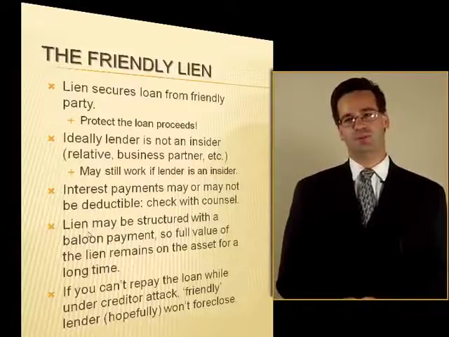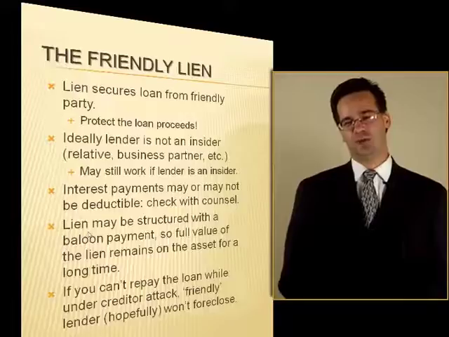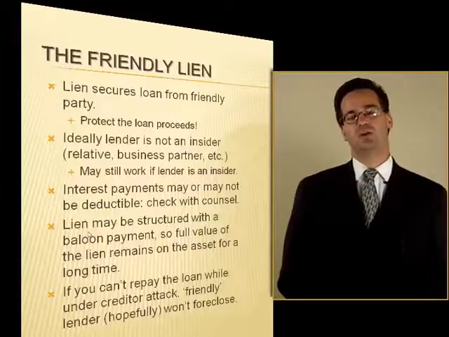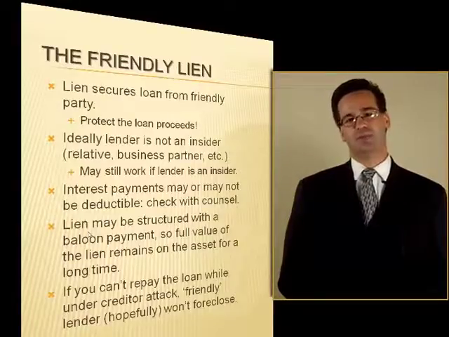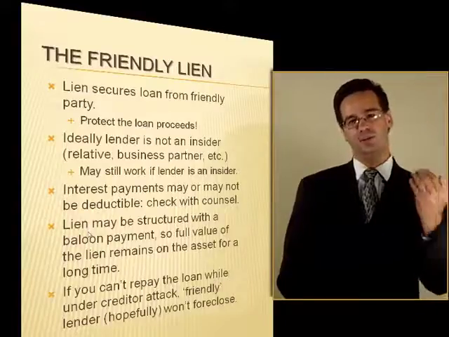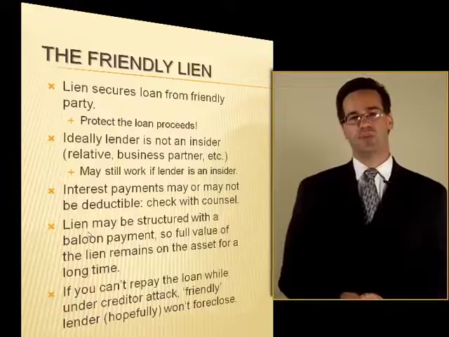Best case scenario is the person's just a friend and is not considered an insider. A friend could be an insider under fraudulent transfer law, but that's a lot more difficult to establish. A relative or a very close business associate is more likely to be seen as an insider. Doesn't mean the loan won't work, but it means the loan, instead of a strong loan, will be considered a medium strength loan if the person that loans it to you is an insider.